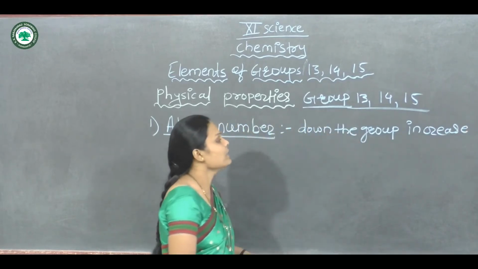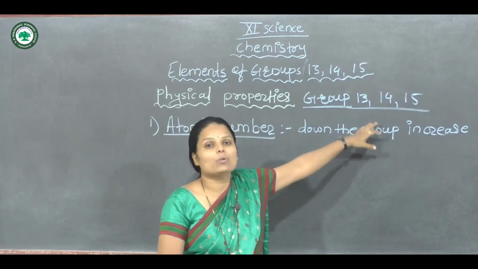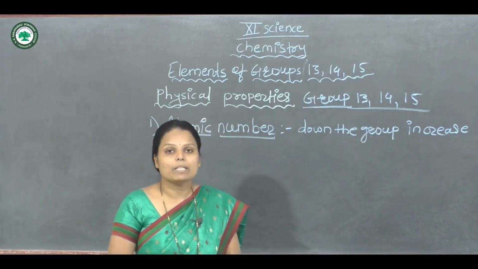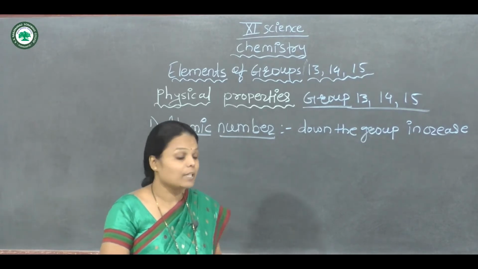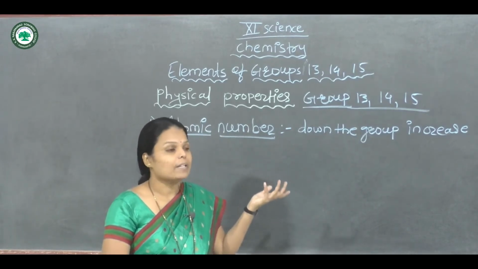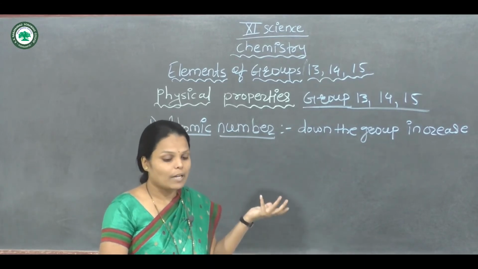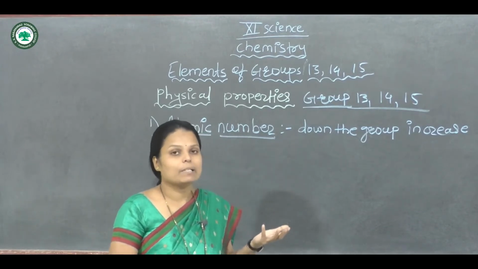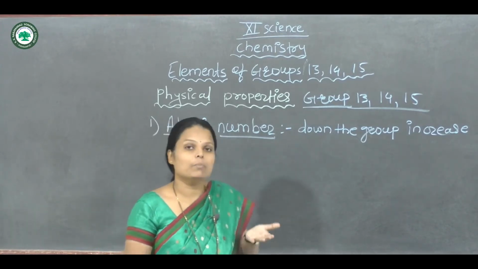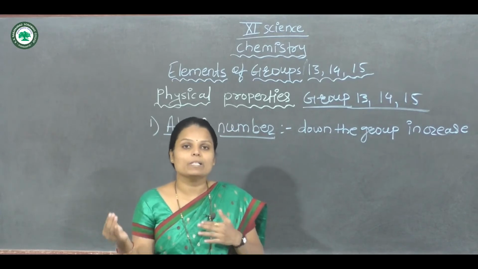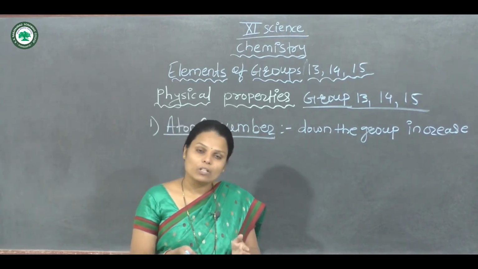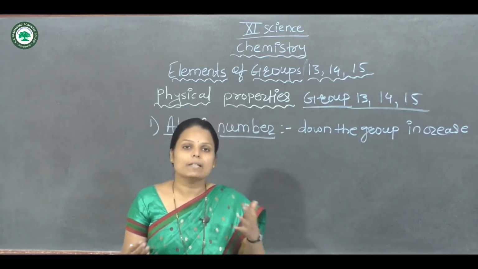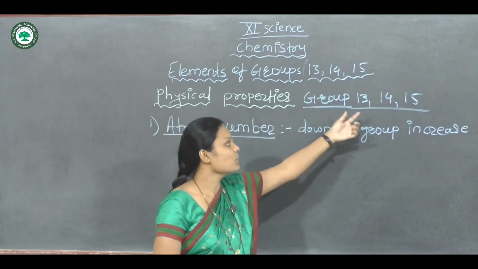Similarly in group 14, the carbon family, the first element is carbon and its atomic number is 6. The second element is silicon, its atomic number is 14. The third element is germanium, its atomic number is 32. The fourth is tin, its atomic number is 50. This means the atomic number increases down the group. Group 14 is similar to group 13. This is the first property of group 14.